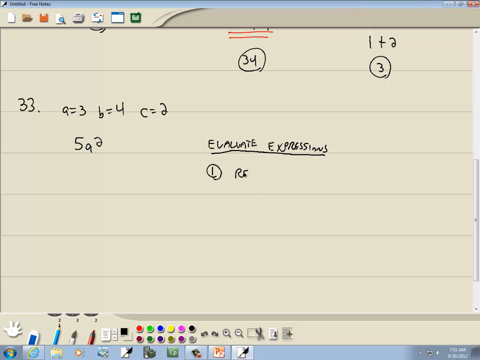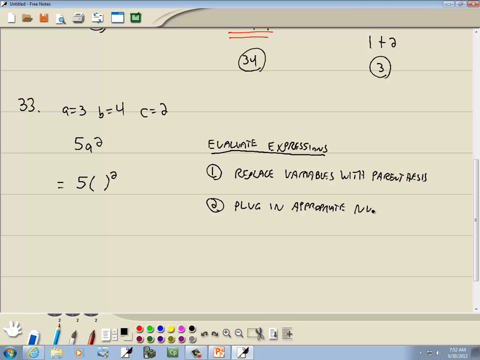Step 1. Replace variables with parentheses. Everything else remains the same. So the 5a squared, I'm going to replace the a with a set of parentheses. So we got that. Step 2, plug in the appropriate number inside the parentheses.